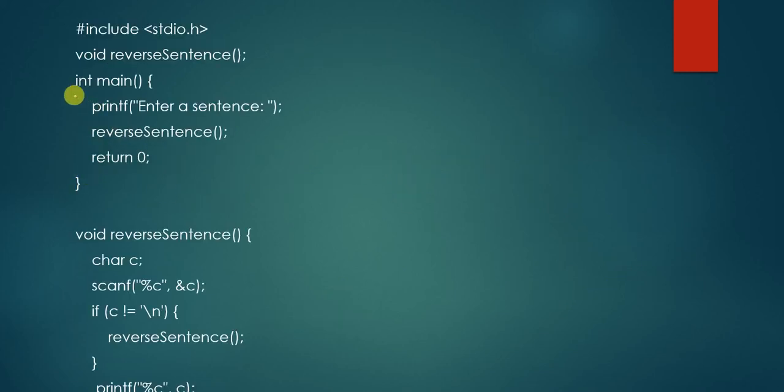See, I have taken one string and a function, reverse sentence. I will ask the user to enter the sentence. Whenever the user starts entering the sentence, what will happen? That will directly go to the reverse function. The sentence is taken character by character, and I will take hi.